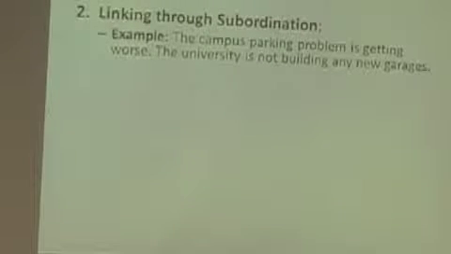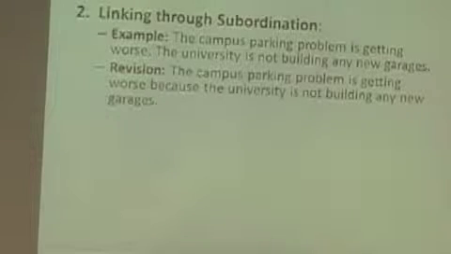Okay, so let's take a look quickly at an example. Linking through subordination, the example here is: the campus parking problem is getting worse. The university is not building any new garages. Again, kind of short and choppy, right? So let's look at what you could say: the campus problem is getting worse because the university is not building any new garages. What's the subordinating conjunction there? Right, so you added that.